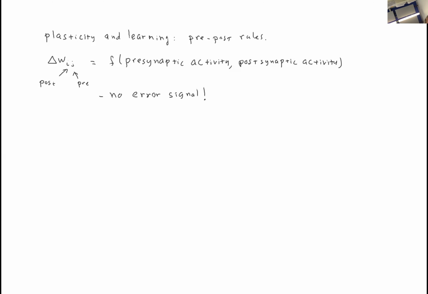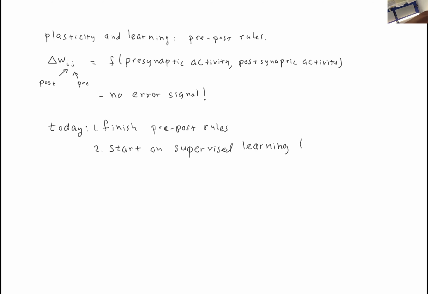So what I'm going to do today is, first finish these, and then after that, that's one, and then two, we'll start on supervised learning. It is an error signal. Now, obviously, you can learn a lot more than error signal, but of course, you have to worry a little bit because in the brain, there really isn't much of an error signal. And we'll talk about that in a couple lectures.